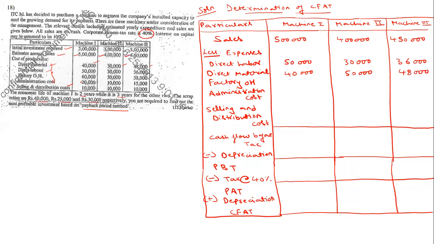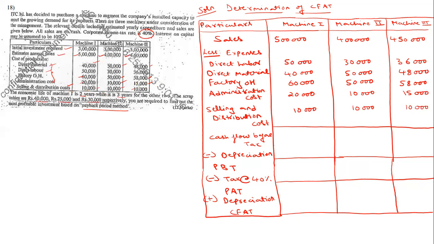Factory overhead, let us look into the amount. 60,000 for machine 1. I'll be writing that 60,000 for machine 1. And then from the question, 50,000 for machine 2, and 8,000 for machine 3, 58,000. If you look at the administration cost, it says 20,000 for machine 1, 10,000 for machine 2, 15,000 for machine 3. And lastly, you have selling and distribution cost 10,000 each for all the machines. So we'll be mentioning 10,000 for all the machines.